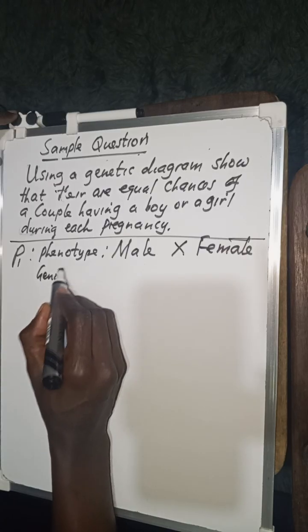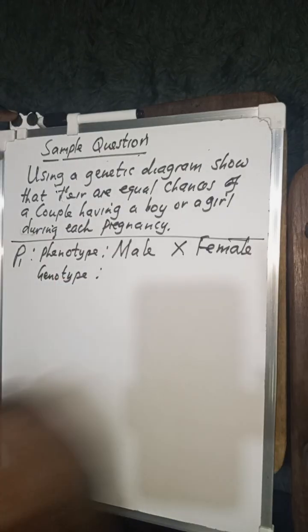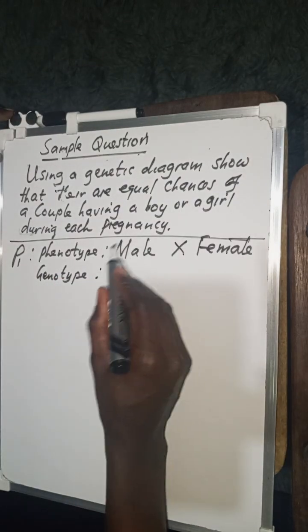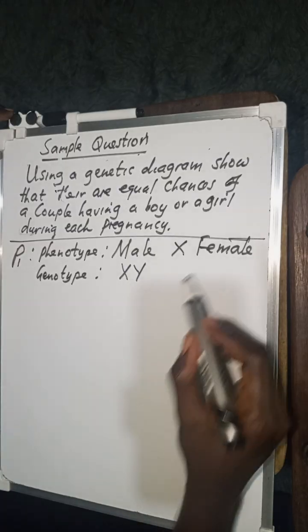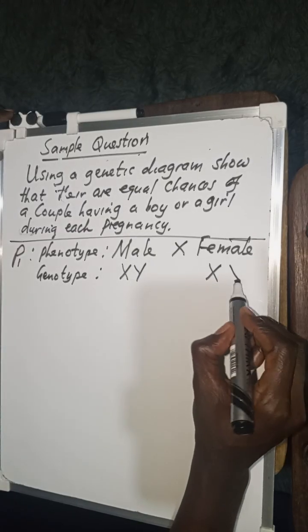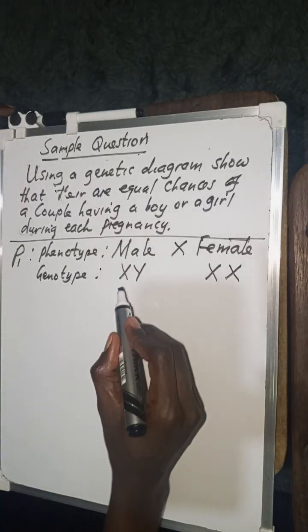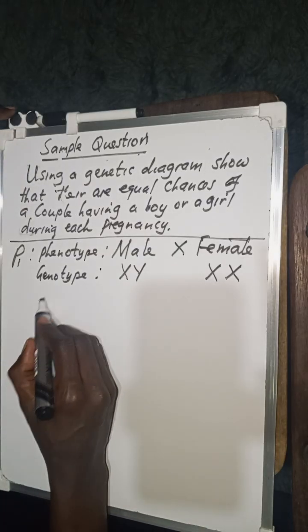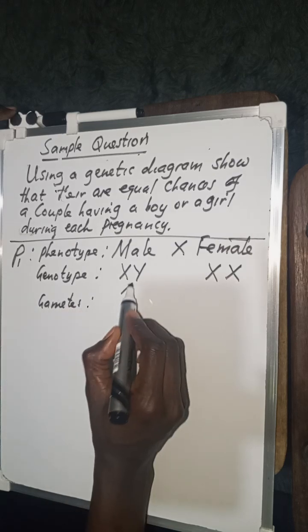You go to the genotype. So what is the genotype there? For the genotype of a male, remember, a male contains the X and Y chromosome. A female contains only the X and the X chromosome, in the genotype. So now when meiosis takes place, it is going to result in the formation of gametes or sex cells. So these will separate.